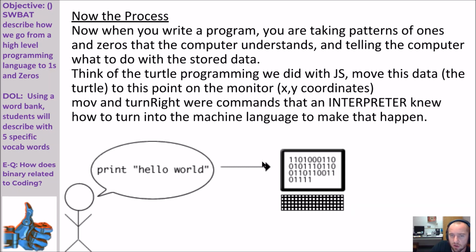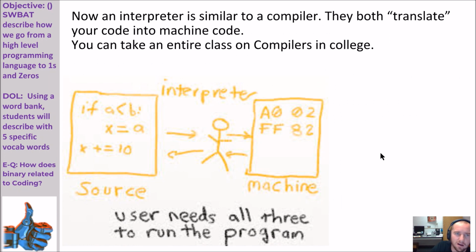But that's just those low-level instructions, these things that you don't really have to care about when you're at the high level. So when you're at the high level, how does a computer know what those pixels are to turn off and on and change the colors of? The computer figures these things out through either an interpreter or a compiler. Now, an interpreter is similar to a compiler.